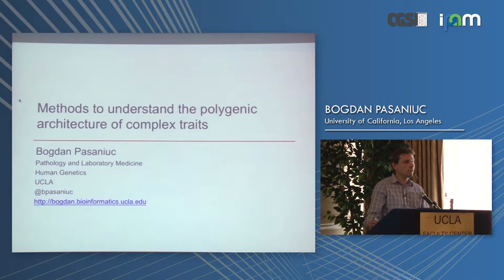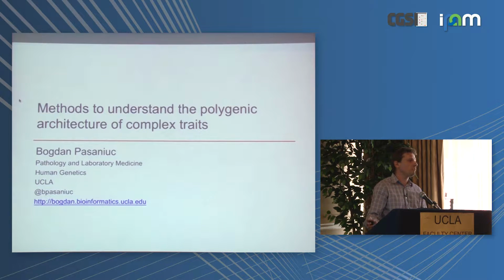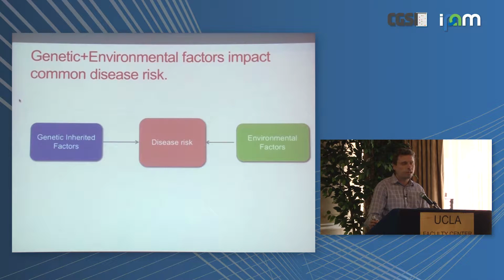So I'm going to be talking today about methodologies to try to understand the genetic architecture of complex traits. And here, by complex traits, I mean any type of trait that you can imagine that is common in the population, it's probably complex. And the reason why we call it complex is because there are a bunch of genetic determinants together with a bunch of environmental factors that all work together to either increase or decrease the risk for disease. And today, because we're interested in the genetics, I'm going to be interested mostly or entirely on the genetic basis of complex traits. So I'm going to be interested in the genetic inherited factor for disease risk.